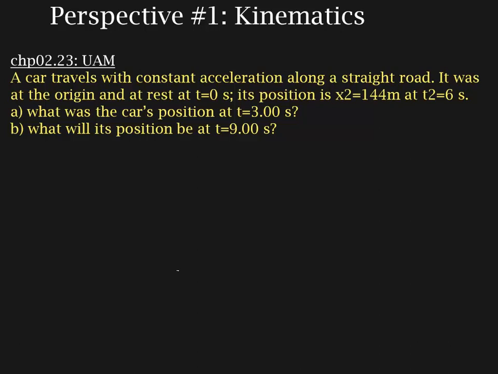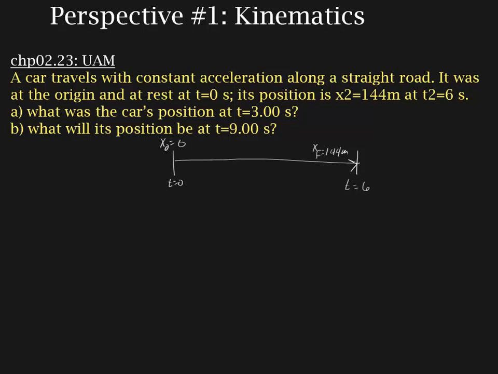Okay, in this question we're looking for the car's position at two different times. In this problem we're given information which starts at t equals 0 seconds and goes to t equal to 6 seconds. We know that the distance between these two points is going to be 144 meters, so we can say x initial is equal to 0 and x final is equal to 144.